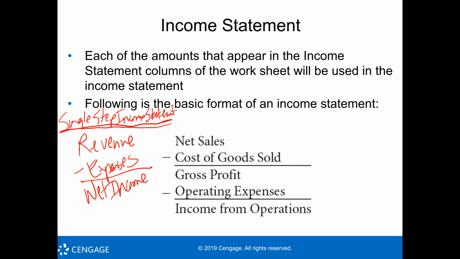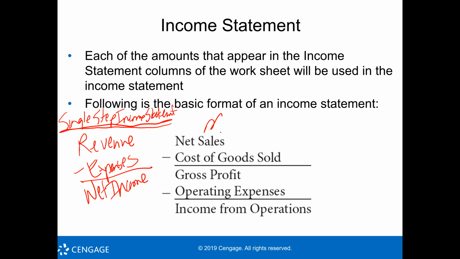Also with this single step income statement, we are not dividing up different revenue accounts or different expense accounts. We're listing them all together, right? So all revenue accounts in the revenue section, all expense accounts in the expense section. We're not categorizing or dividing anything up.